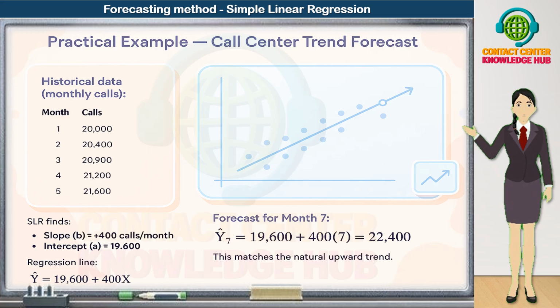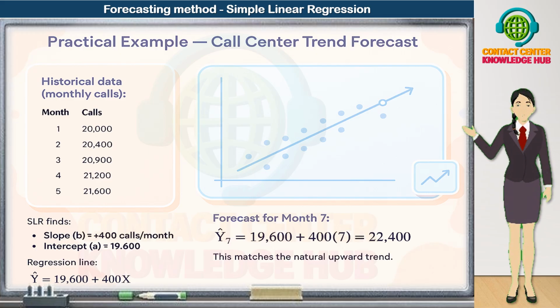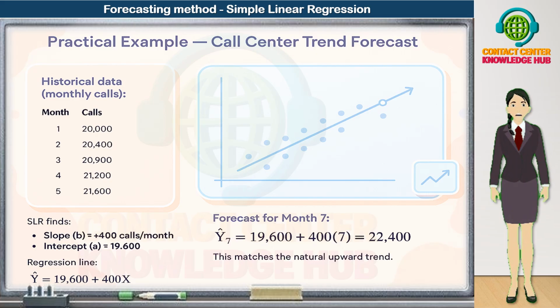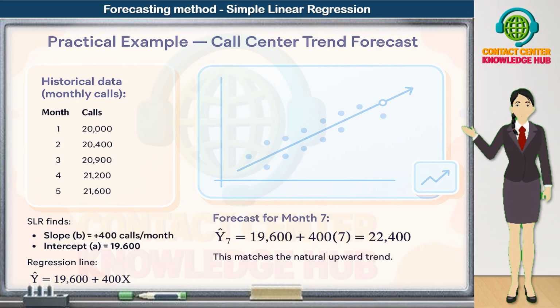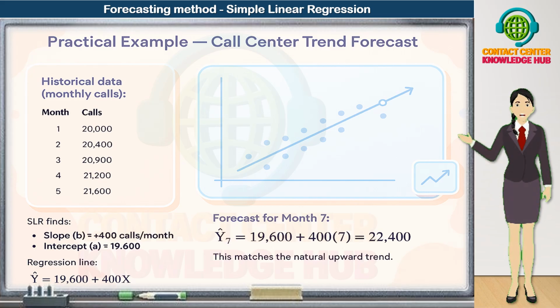Using this data, simple linear regression identifies the trend. The slope, represented as B, is approximately plus 400 calls per month. This means calls are growing steadily every month. The intercept, A, is approximately 19,600. This represents the baseline call volume when the time index starts. With these values, the regression equation becomes y equals 19,600 plus 400x.